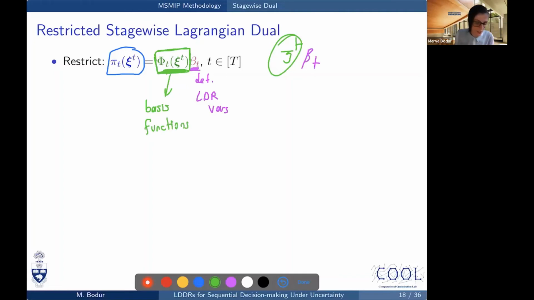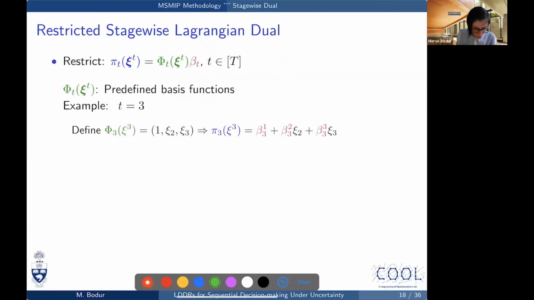What basis functions do is, given a set of random variable observations, xi superscript t, they return a bunch of numbers. Here's an example. Let's say I'm considering a decision variable at stage 3, and I'm trying to define pi 3. What should it be? It depends on what predetermined basis functions you are using. Let's say for stage 3, I'm using these basis functions, the first of which is a constant, so that they become actually affine, not linear functions.